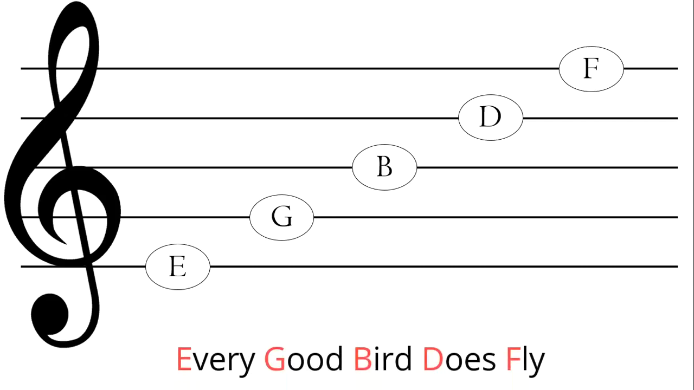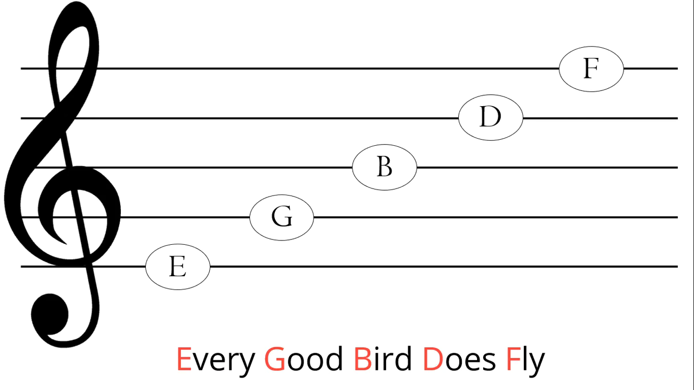You can also remember by using an acronym. You can say every good bird does fly. So E for every, G for good, B for bird, D for does, and F for fly. So suppose I ask you the question, which note comes on the fourth line of the treble clef, you should answer it as a D note. The D note comes on the fourth line of the treble clef.